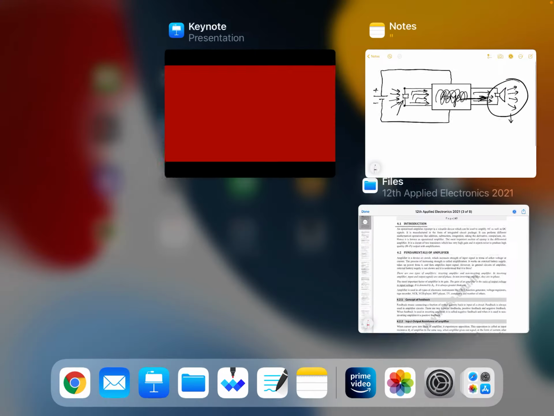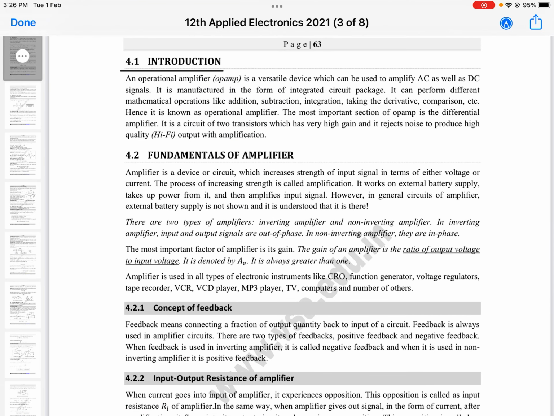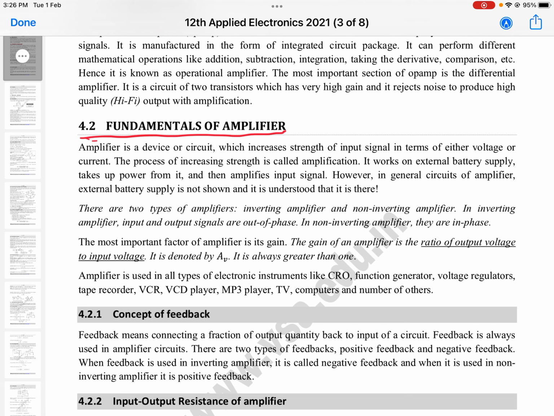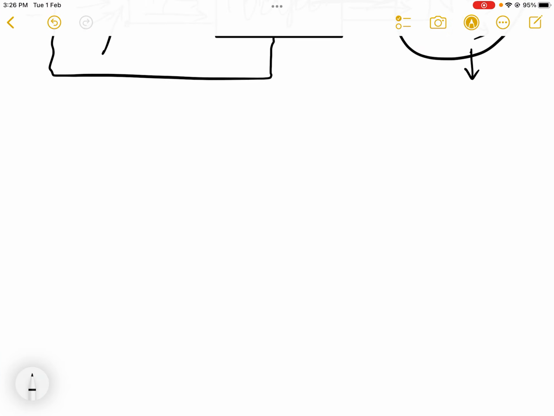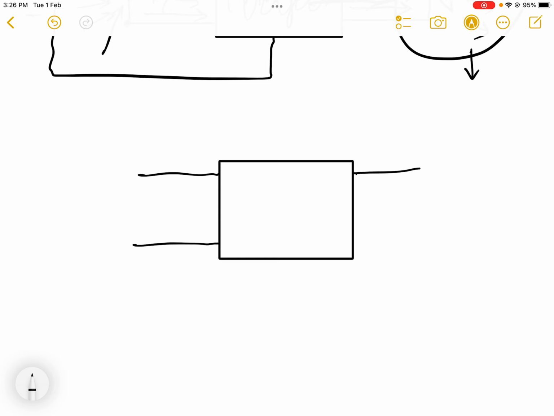Now let us move to our chapter. Here the point is given as fundamentals of amplifier. There are some important points which we just discussed. Basically, the amplifier receives the input signal and gives you a proportional output. But in a general sense, we have to understand one more thing regarding amplifiers. Suppose this is one amplifier here again. I draw it like this. It has two input terminals and two output terminals. It is of course working on an external battery.